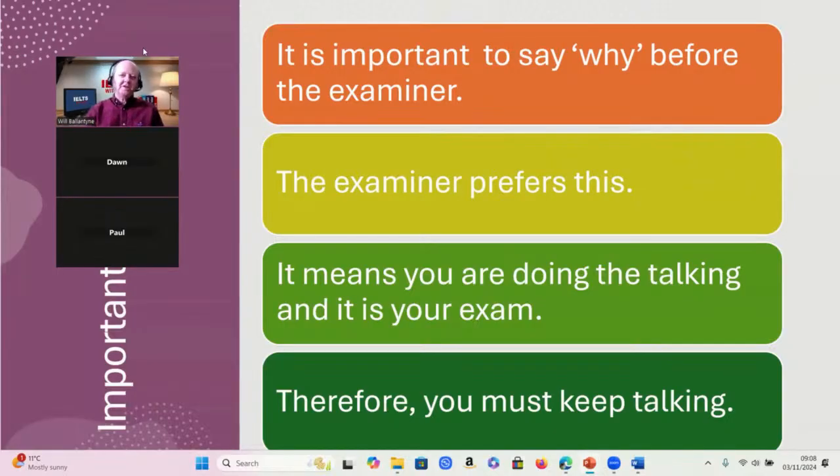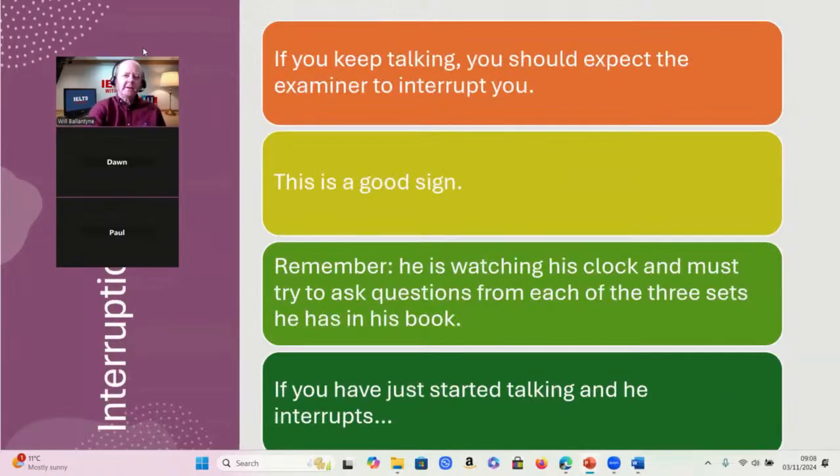He doesn't want just a very brief answer. He doesn't want an incredibly long answer because he's got to ask you a lot of questions. But you tell him why. If you have an example, give it. That's what we talked about. But don't make him say why. If you finish the exam and he's asked you why 5 or 6 times, that was not so good. He shouldn't have to ask you this. You should keep doing the talking.